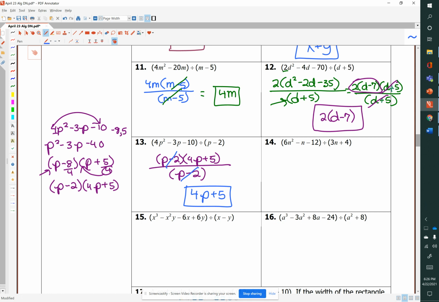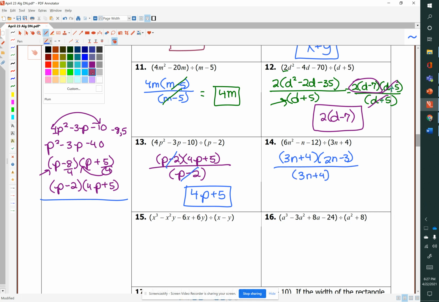Okay, number 14, 6n squared minus n minus 12. I've already factored this one ahead of time. This is going to be 3n plus 4 times 2n minus 3 divided by 3n plus 4. And let's cancel the common factors, and then our answer is 2n minus 3.